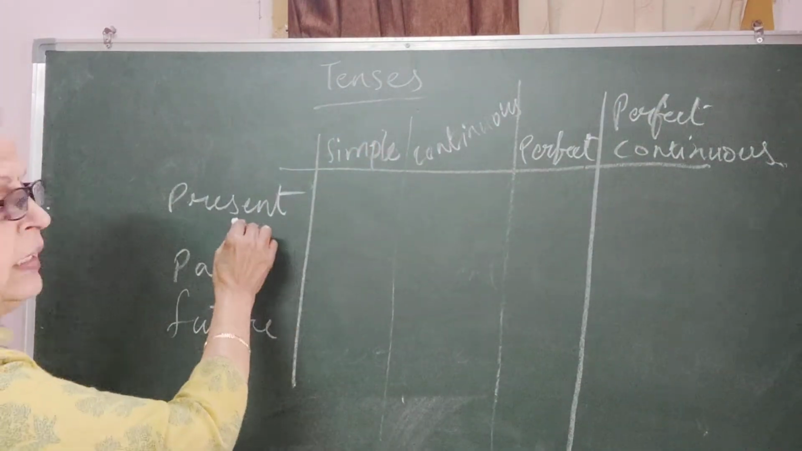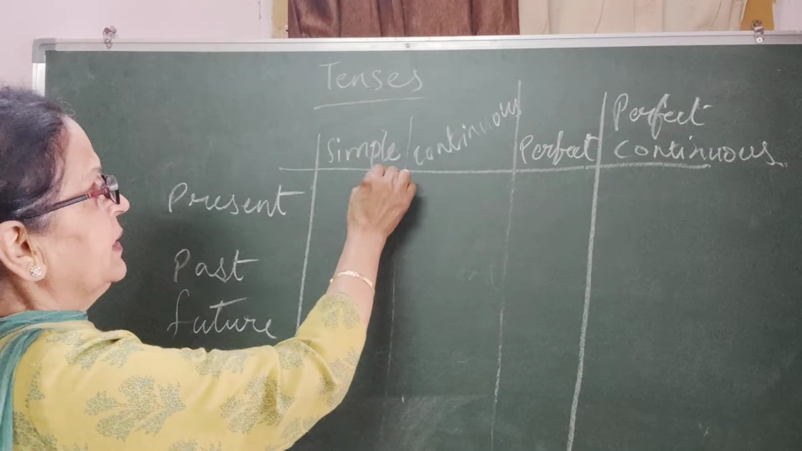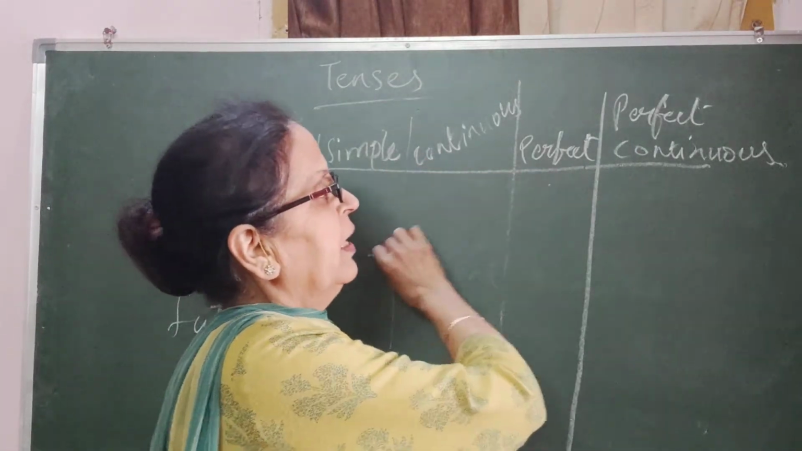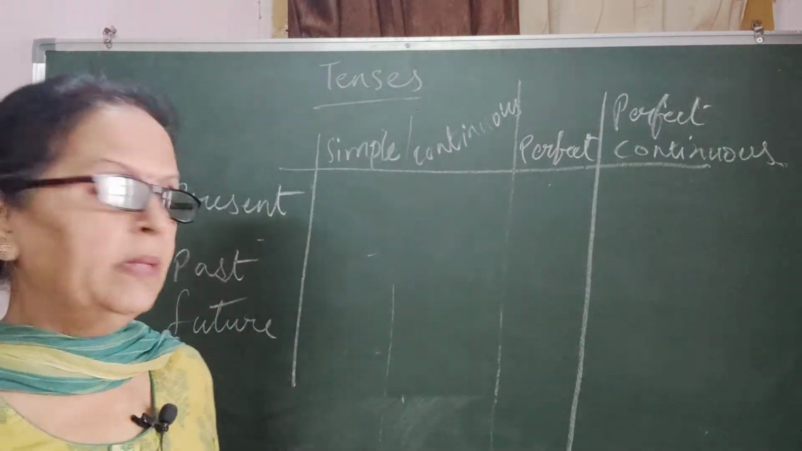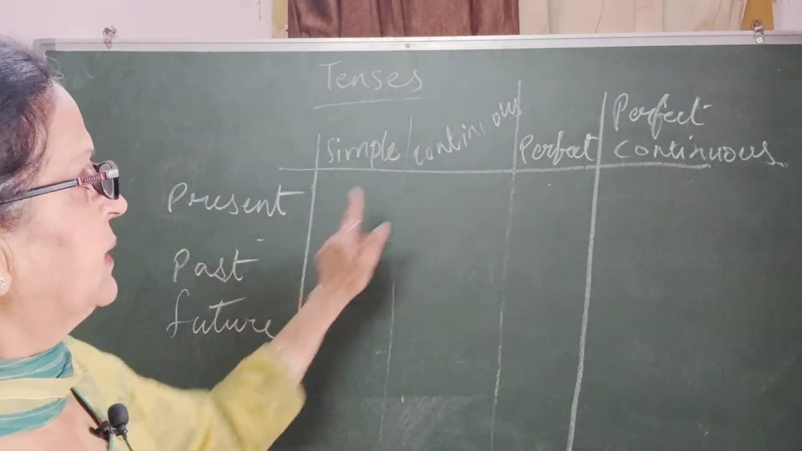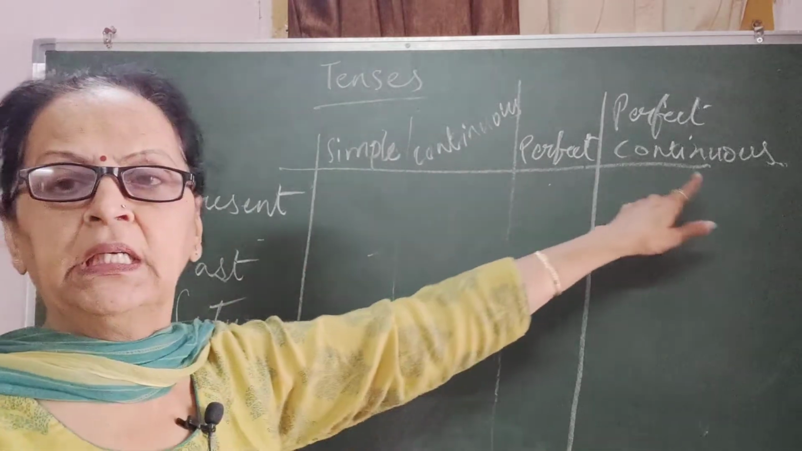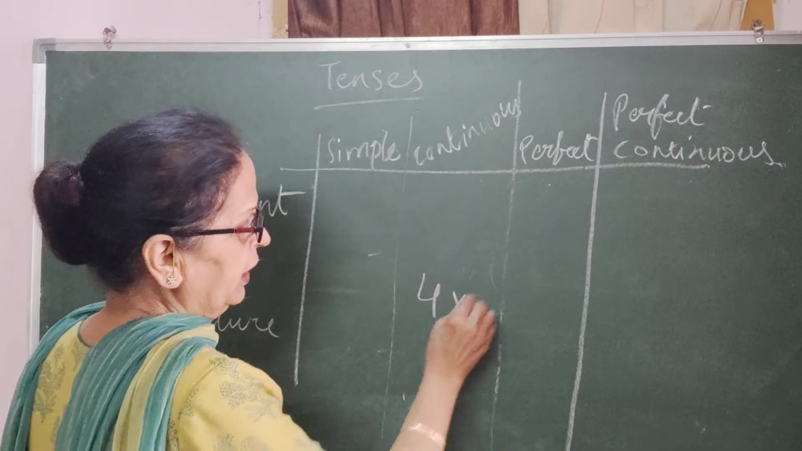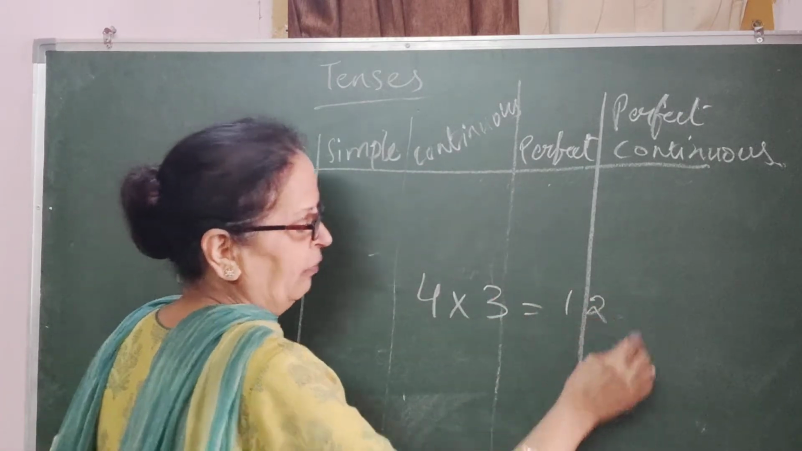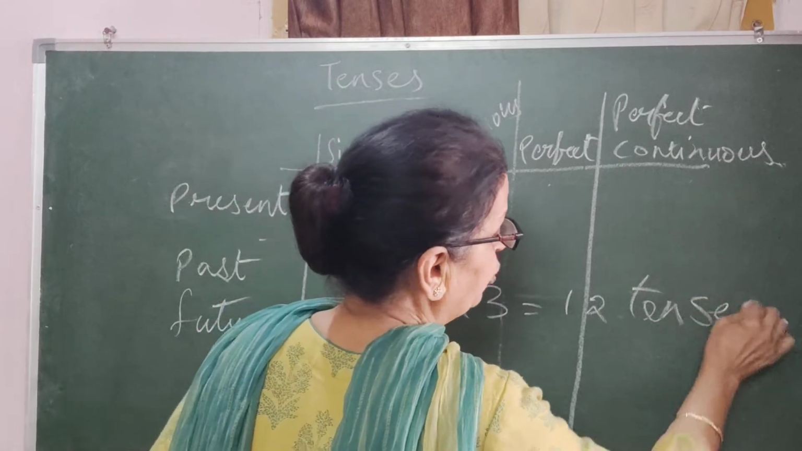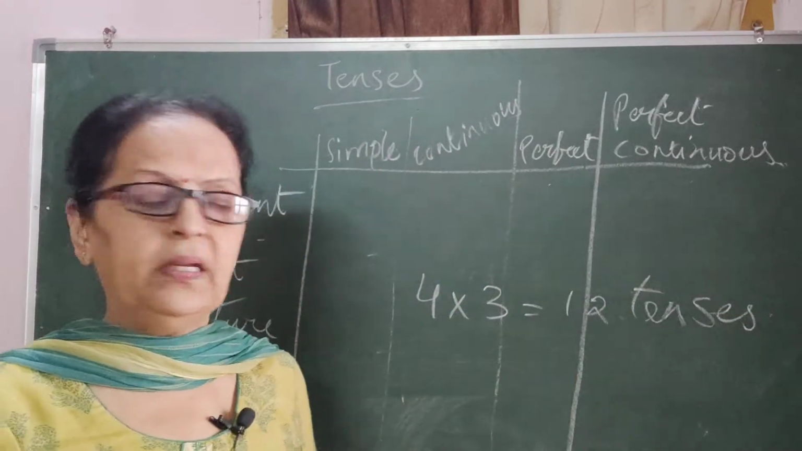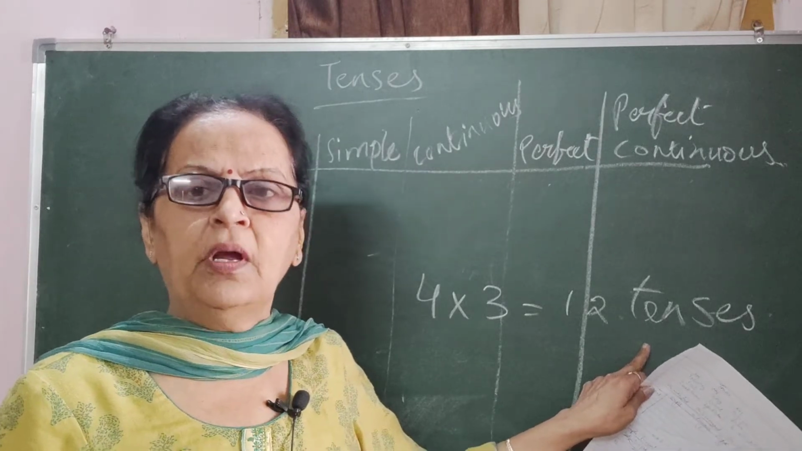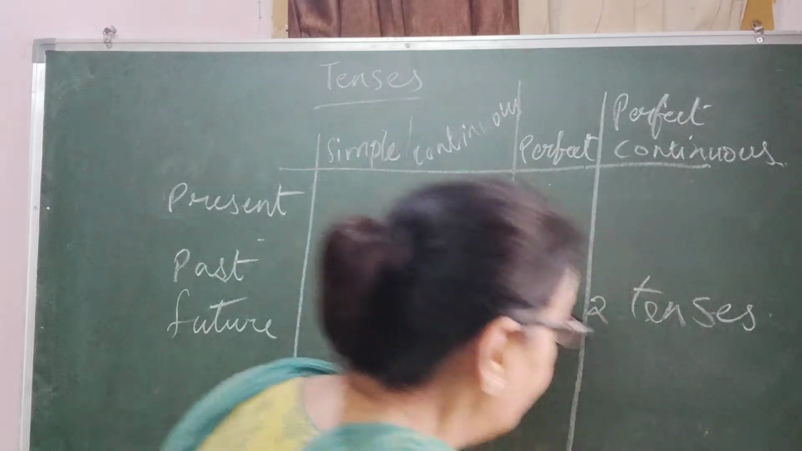Right? Now, 4 categories means it is present simple or present indefinite, present continuous, present perfect and present perfect continuous. Similarly, past simple, past continuous, past perfect, past perfect continuous. That means you have got 4 categories. 4 into 3 main tenses is 12. So we are going to learn 12 tenses. Oh, don't worry. It's very easy. Don't look at the amount. 12 tenses is not much. But we are going to do it in a very simple way.